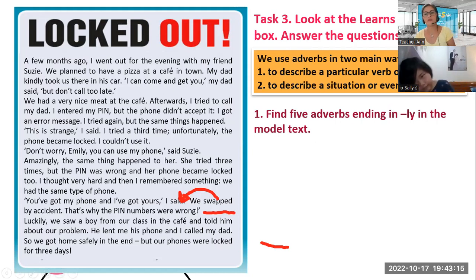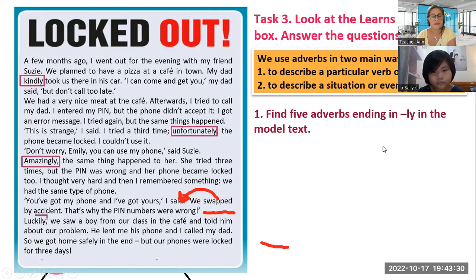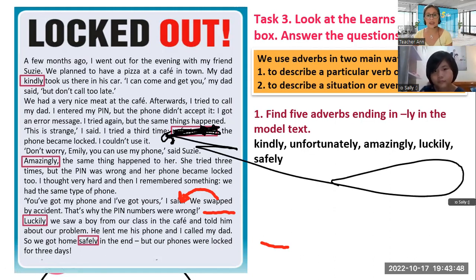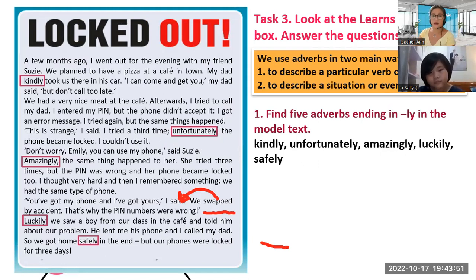So here, task 3, look at the Learn This box. Answer the questions. Find 5 adverbs ending in ly in the model texts. Okay. So find 5 adverbs ending in ly in the model texts. Kindly, unfortunately, amazingly, luckily, and safely. So these are the 5 words.